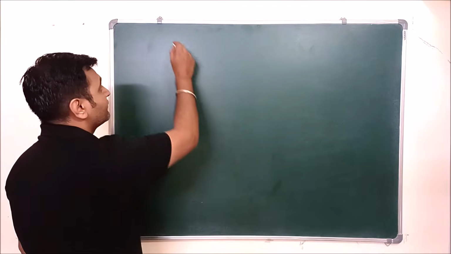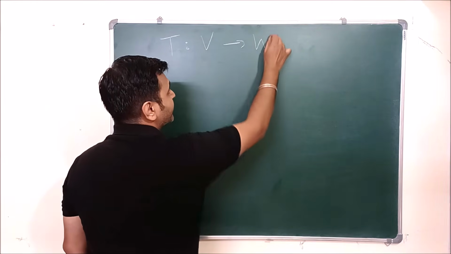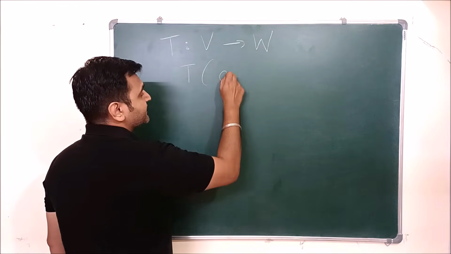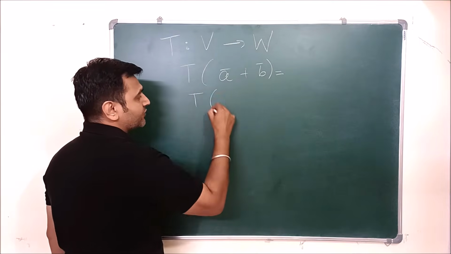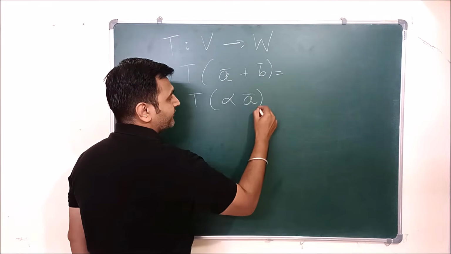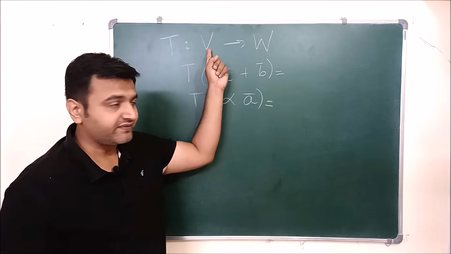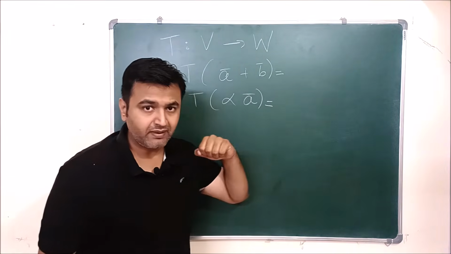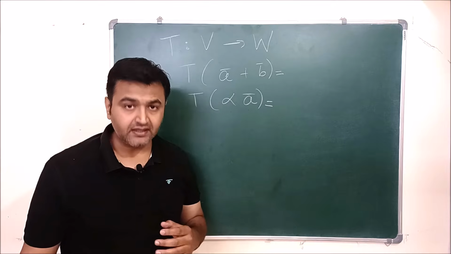So just for the sake of completion, what is a linear transformation? It's a function from one vector space to another vector space which satisfies two nice properties. One is with respect to addition and one is with respect to scalar multiplication. So if a bar and b bar are two vectors in a vector space V, then T of a bar plus b bar is T of a bar plus T of b bar, and T of alpha a bar, where alpha is some scalar.